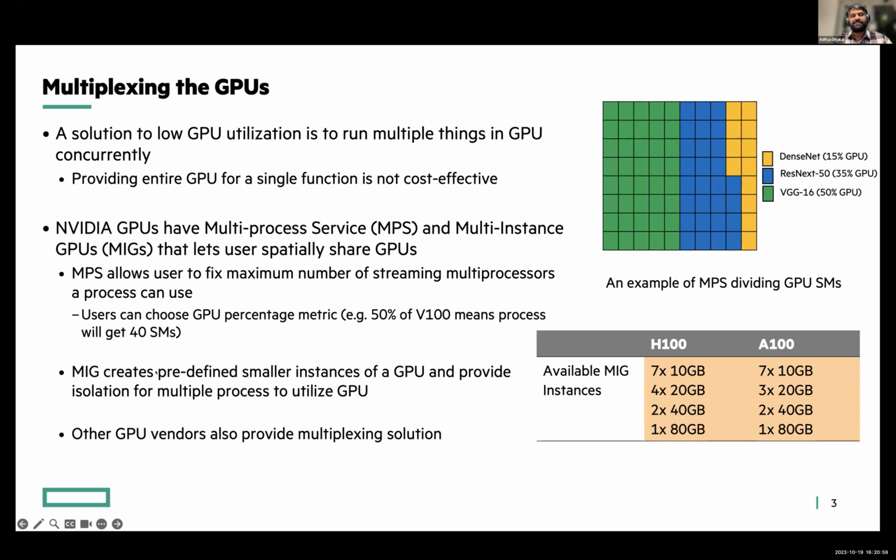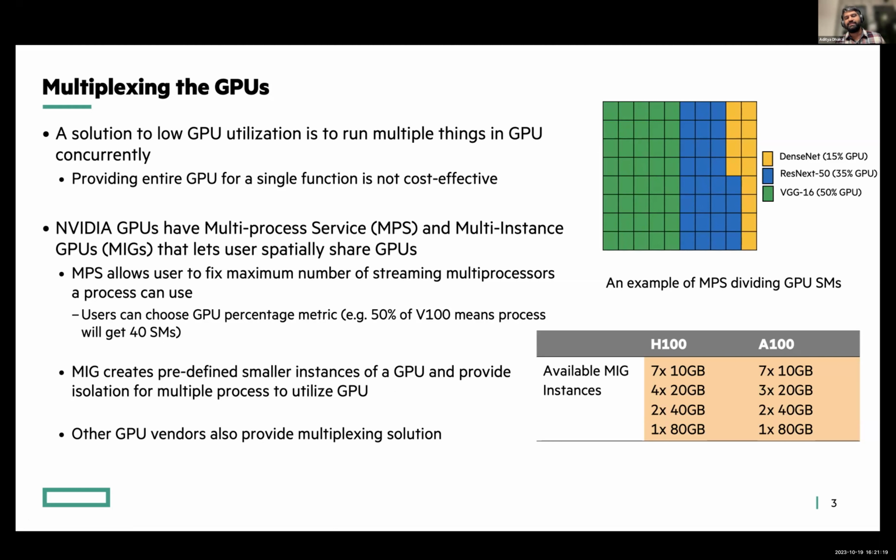The newer technique, MIG or multi-instance GPU, has also come, which has predefined smaller instances of GPU. Like if you have an H100, you can either divide it into 7 instances of 10 gigabytes memory each, or 4 of 20 gigabytes memory each, or you can mix and match. Similar options are also available for A100.